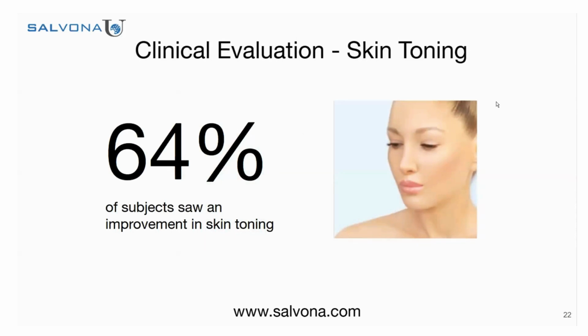In terms of skin toning, another benefit of Salsphere Even Skin, 64% of subjects saw an improvement in skin toning, which is skin brightening and whitening, which is a large number in this study. And this is again due to the exfoliating capacity of Salsphere Even Skin. By exfoliating that uppermost layer, you reveal the brighter, younger, newer skin underneath, and this gives us this improvement in skin toning.